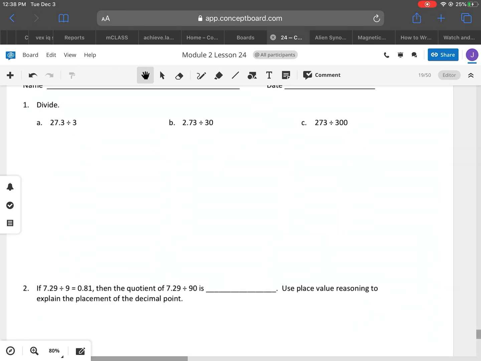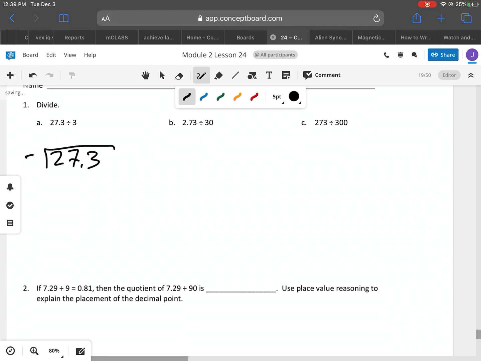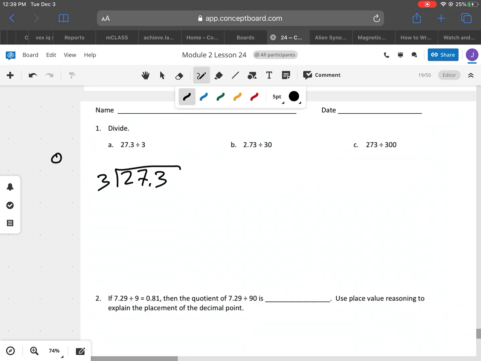So we have to divide, and all of these problems are basically the same. The numbers are the same. The only difference is the decimal. Alright, so we have to use our knowledge of division to help us out here. So first things first, we're going to set it up in what I call the division house. And hopefully you know your 3 times tables. If not, you can always write them on the side.